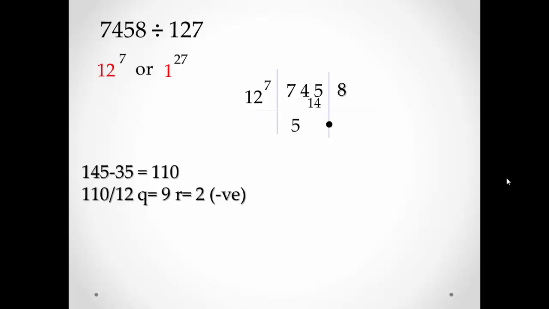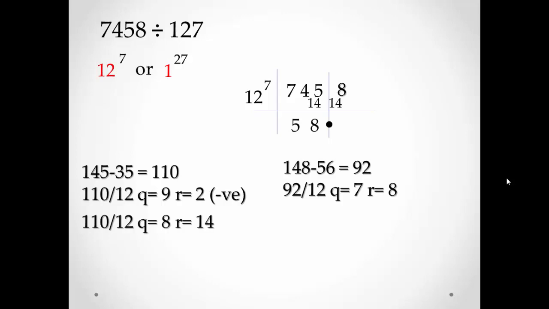So we'll again be reducing our quotient by 1. So we'll be writing the quotient as 8, and we'll be writing the remainder as 14. So 148. So 148 minus 56 is 92, and 92 by 12, the quotient is 7 and the remainder is 8. We'll add one more 0 on top to carry forward our division. Now we are left with 80. 80 minus 49 comes out to be 31, and 31 by 12 we get quotient as 2 and remainder as 7.